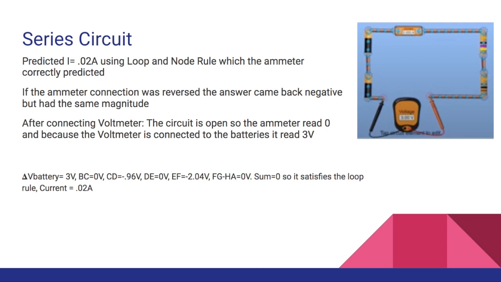To look at the measured potential differences in the series circuit, I just went around to each connection, A, B, B, C, C, D, D, E, E, F, F, G, G, H, and H, A, and added everything up. It all added up to equal 0, and we could solve using this to find that the current I equaled 0.02 amps.